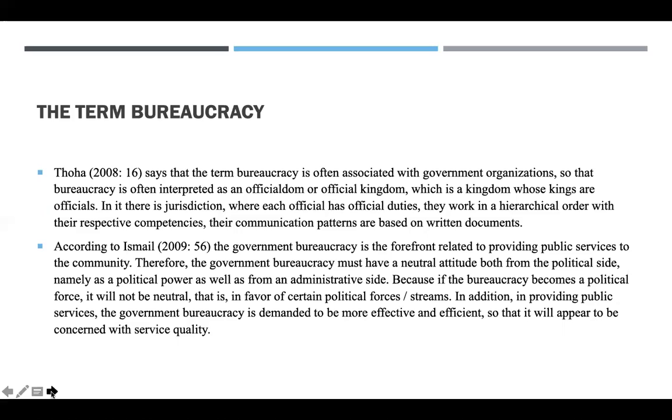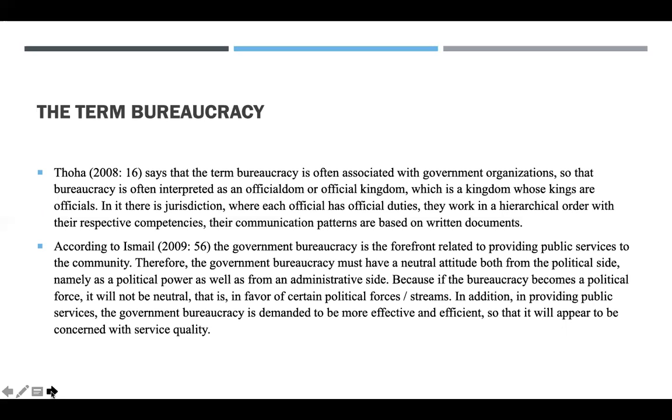This is also Toha. I mean, the scholar agrees with Max Weber's opinion, because if we're talking about bureaucracy in government, it is very hierarchical. The official functions are all written in documents, so you should have the standard operational procedure, or we call it SOP. So that's the bureaucracy, and it still happens in Indonesia.